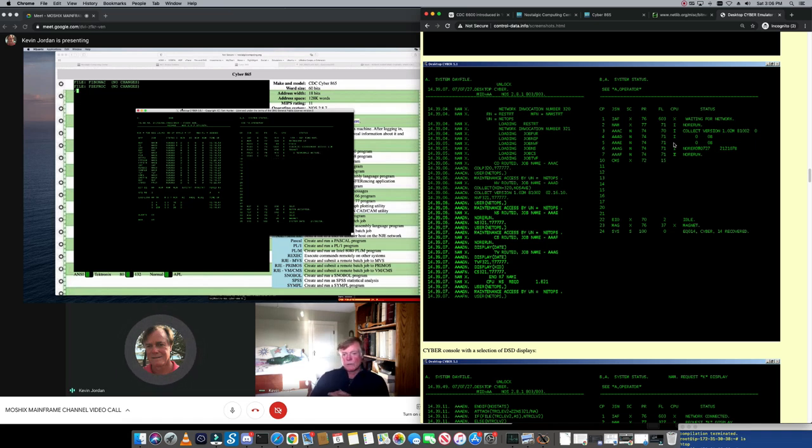So because it was refreshed 30 times a second, it allowed for just a very dynamic operator interface. It was a GUI that was way ahead of its time. Space Invaders was written for it, right? Well, there were a number of games that were written that took advantage of the display.